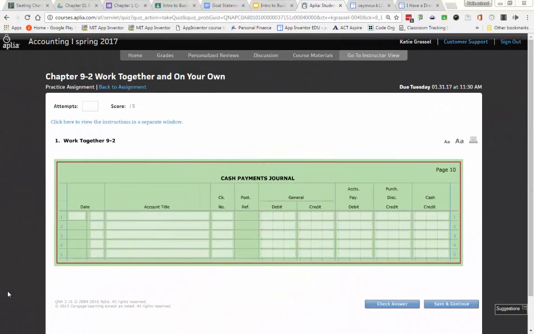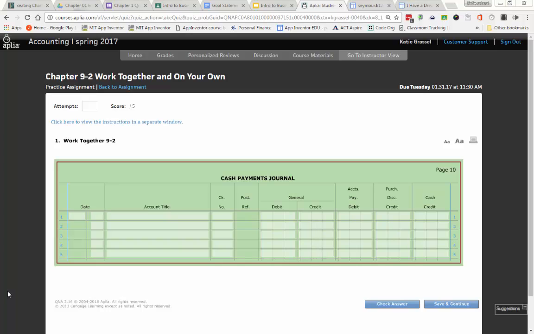So when I look at what we're doing in 9-2, we have another special journal. A special journal means that we only journalize specific types of transactions in there. The first journal that we learned yesterday was only for purchasing of merchandise on account. Now, when I look at this journal, guess what type of transactions we're going to be journalizing? The title of the journal might give it away.